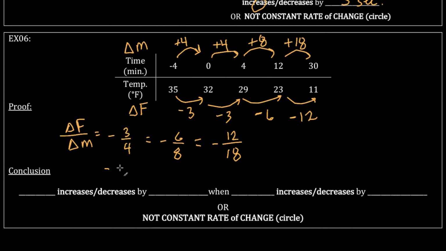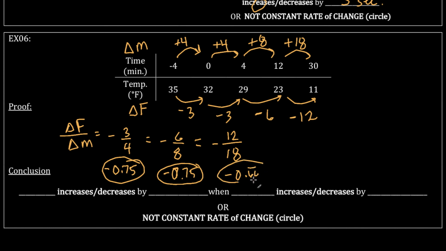So negative 3 over 4 is negative 0.75. Negative 6 over 8 is negative 0.75. And negative 12 over 18 actually gives me negative 0.66 repeating. So these are not the same.